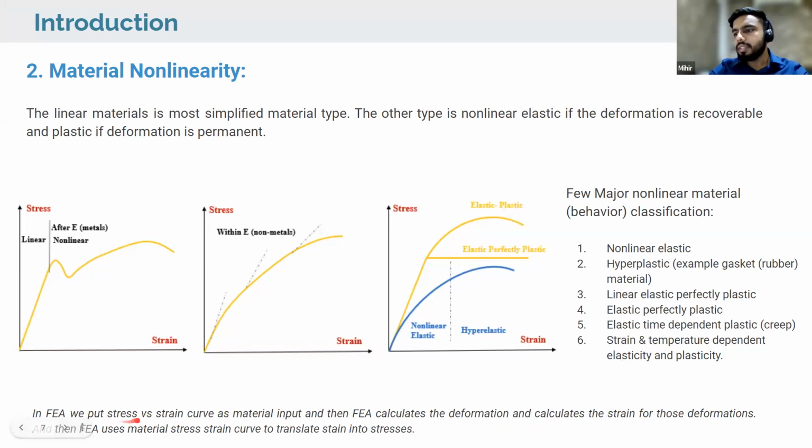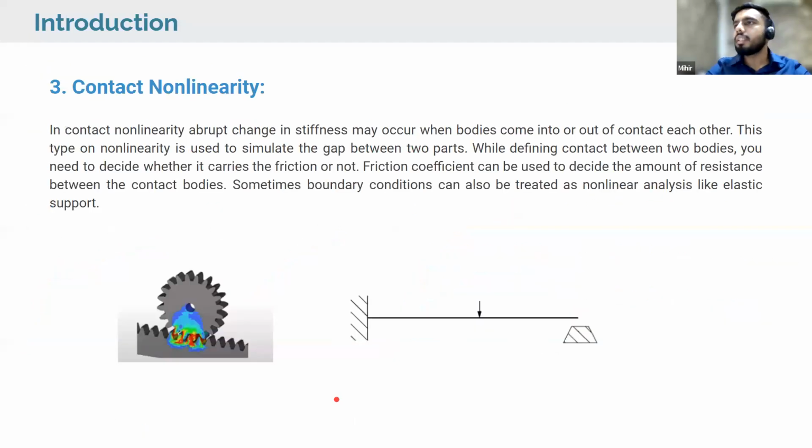In FEA, we put the stress versus strain curve in as material input, and FEA calculates the deformation, and then back calculates the strain for those deformations. For this calculation, FEA uses the material stress strain curve to translate strain into stresses. So with the help of the curve, we get the deformation; from the deformation, we get the strain; and from the strain, we get the stresses as per the curve.